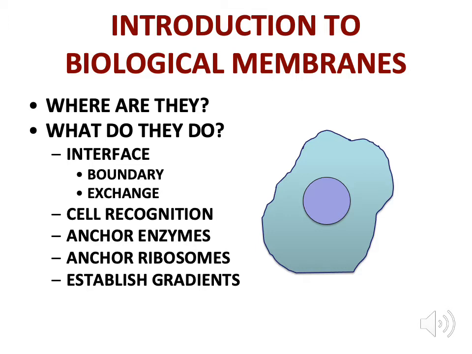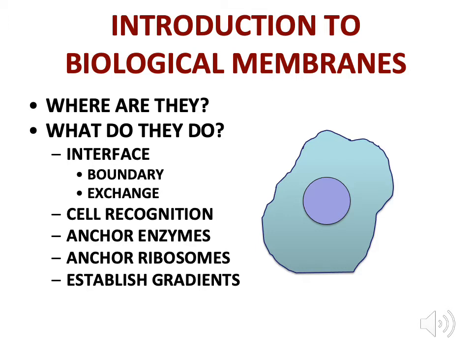Now, in many cases, that boundary is going to have to provide some exchange function. In the case of a cell membrane, there are food items I might want to bring in, maybe carbohydrates, maybe amino acids, maybe ions, and there are some things I want to get rid of, like waste molecules. So exchange is going to be an important aspect of the function of a biological membrane, at least in terms of it being an interface. So what are some of the other functions? Well, the other functions include cell recognition.